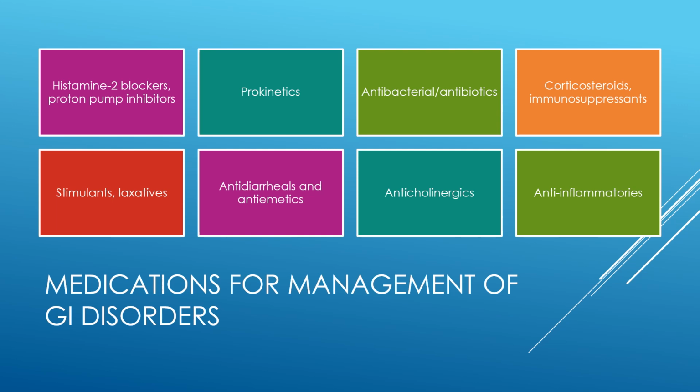Antidiarrheals or antiemetics decrease peristalsis. Anticholinergics help control abdominal spasms, cramping with irritable bowel disorders. And then our anti-inflammatories reduce inflammation with those, maybe with ulcerative colitis.